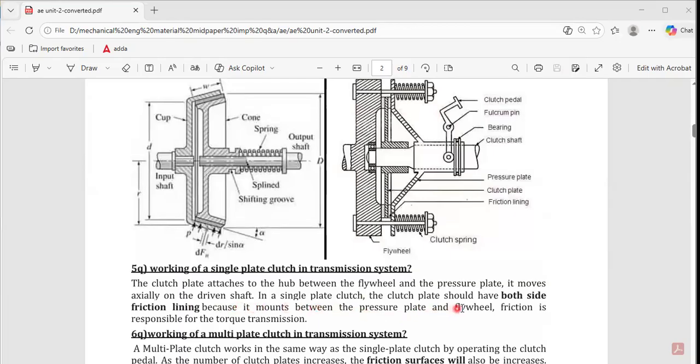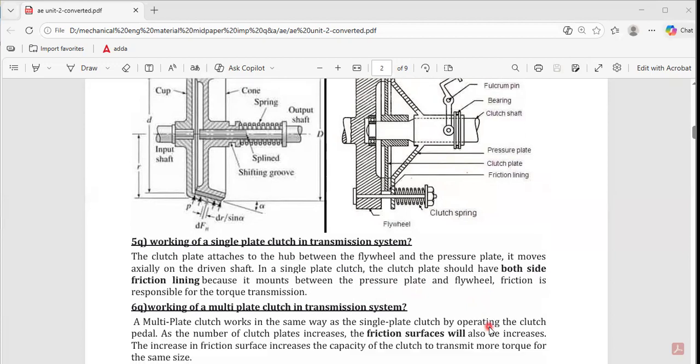In a single plate clutch, the clutch plate does not have friction lining on both sides. One side has it, because it is mounted between the pressure plate and the flywheel, and the friction lining is responsible here for the torque transmission.